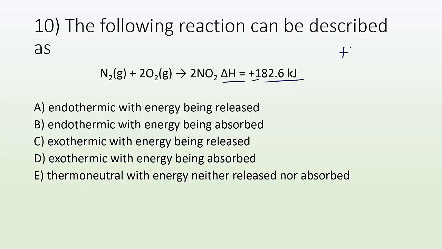So the positive delta H tells me that it's gaining heat, so it's going to be endothermic, right? So endothermic with energy being released, nope, that release part makes it wrong. Endothermic with energy being absorbed, sure looks like that's going to be our answer, but let's look at the rest of them. Exothermic with energy being released, nope. That's true for exothermic reactions, but that's not what's happening here. Exothermic with energy being absorbed, nope, it is being absorbed, but it's not exothermic. Thermoneutral, which means the delta H would be 0 because it'd be neutral, and that is not true because we have a value for delta H. So choice B, final answer.